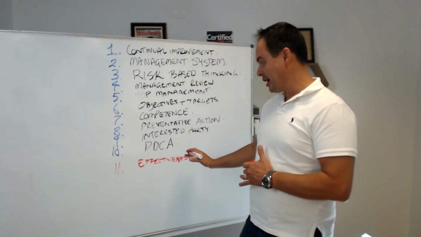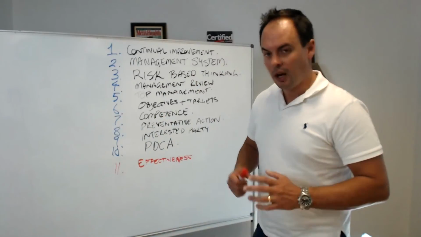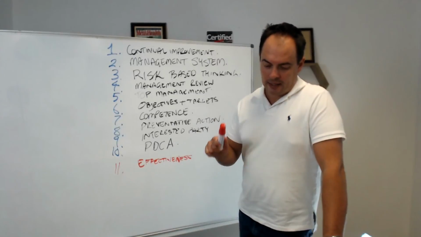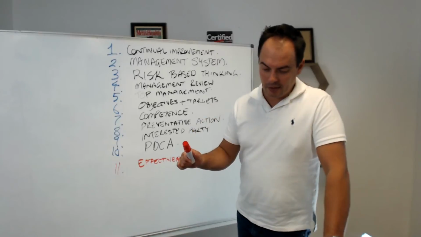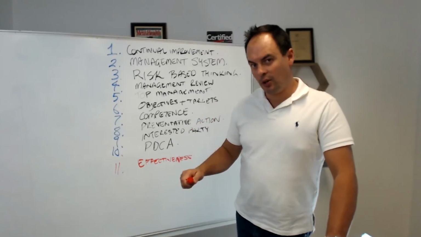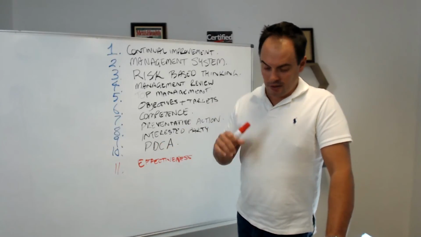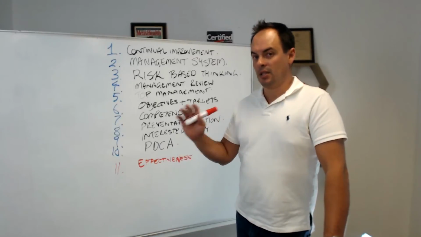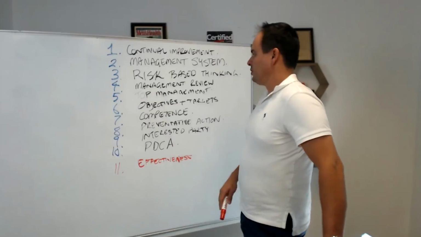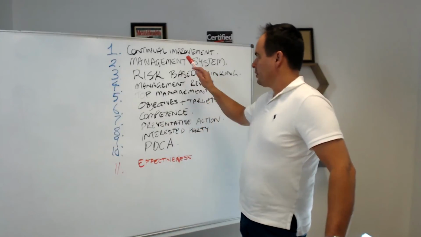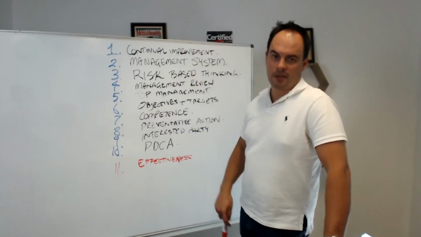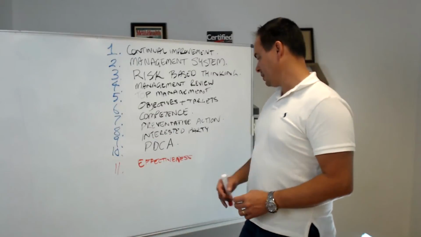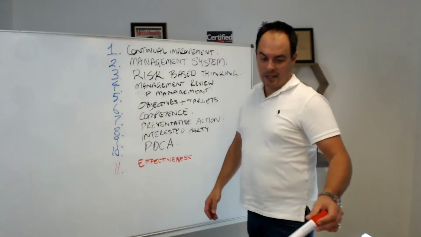Effectiveness. Surprise, effectiveness. I really like this definition: extent to which planned activities are realized and planned results achieved. So planned activities realized and planned results achieved. That would be the effectiveness of our controls for our risks, of our continual improvement of our management system, that we actually hit our goals and targets. I quite like that one, effectiveness. That's your bonus one, number 11.